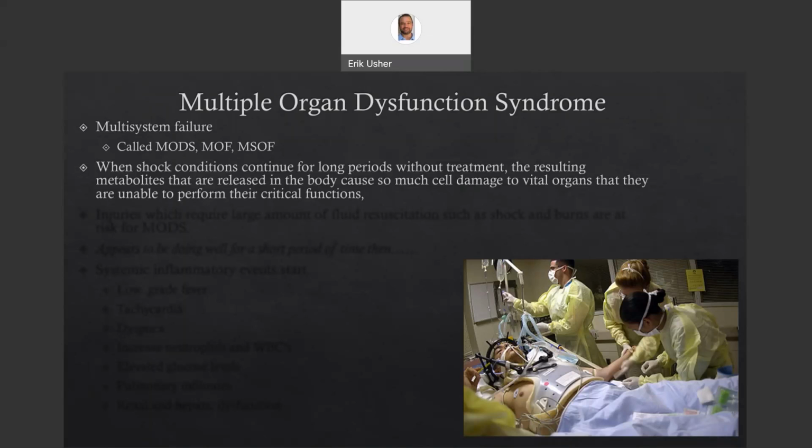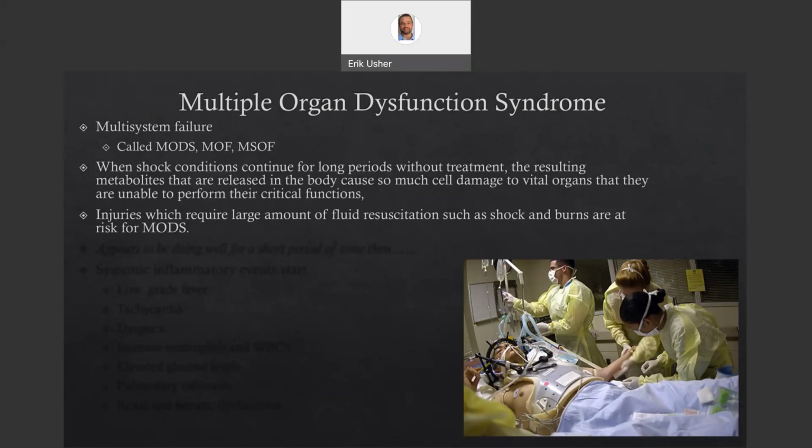So when shock conditions continue for long periods of time without treatment, the resulting metabolites that are released in the body cause so much cell damage to vital organs that they're unable to perform their critical functions. Injuries that require a large amount of fluid resuscitation, such as shock and burns, are really, really at high risk for MODS.